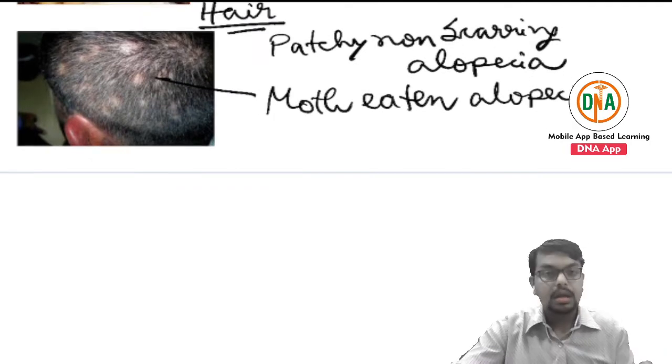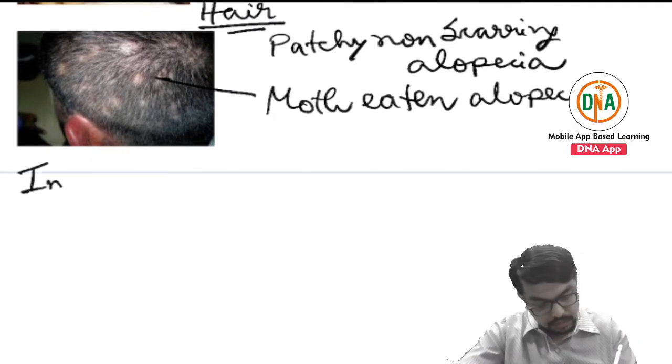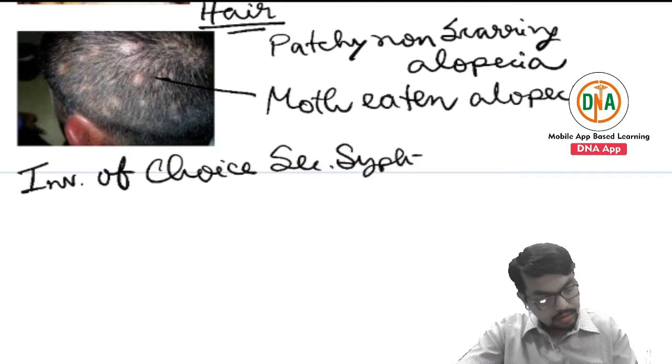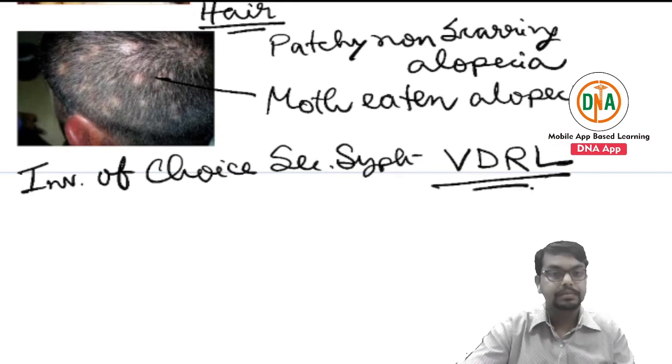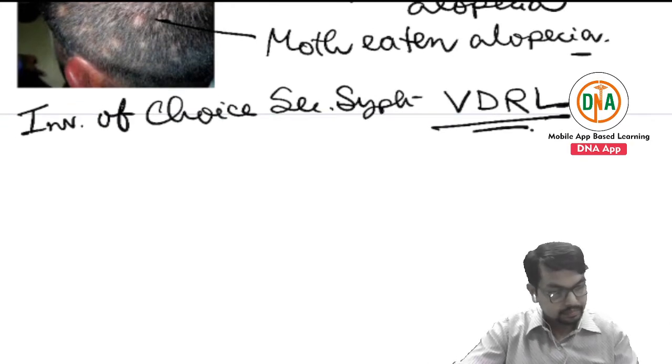Now, what is the investigation of choice for secondary syphilis? Investigation of choice for secondary syphilis is VDRL. VDRL in serial titer is obtained for secondary syphilis.